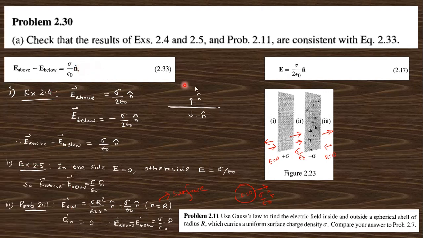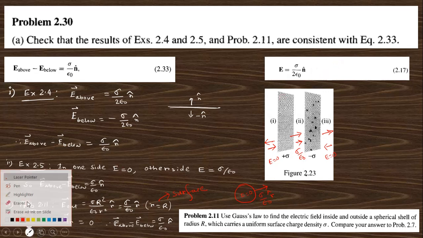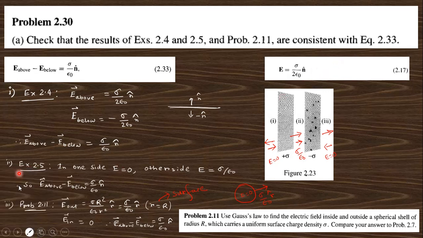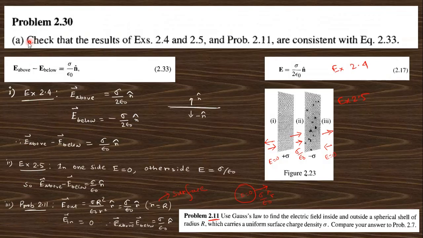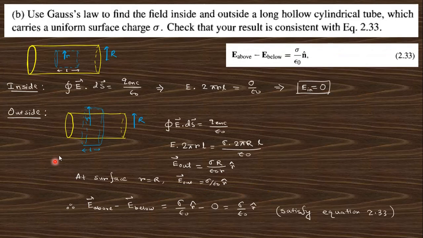So this equation is satisfied in the case of Example 2.4, this is Example 2.5, and this is Problem 2.11. These three are satisfied by this equation. Clear? Go to the next one, that is part B. This was A and this is B.